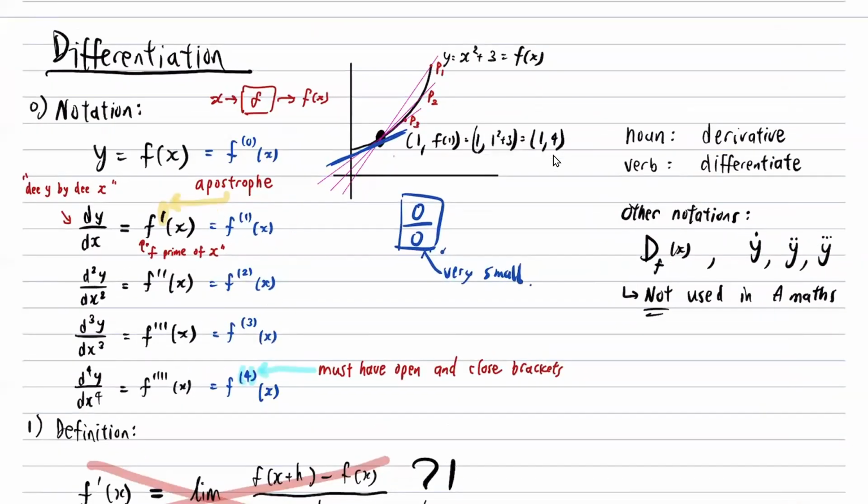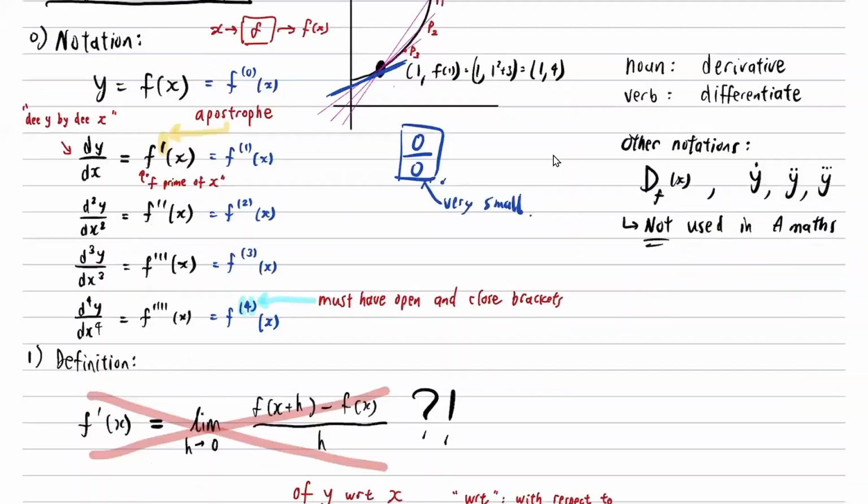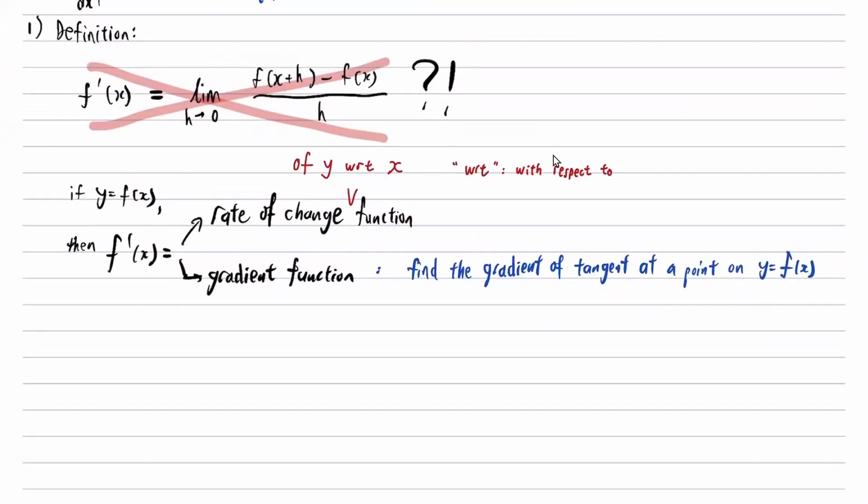Now let me tell you the definition. This is the definition: f prime of x is the limit of f of x plus h minus f of x, divided by h, and you take the limit as h goes towards 0. What does that mean? It means nothing to you, right? Limit doesn't mean anything, so we remove it, and it's not needed in AMAX.